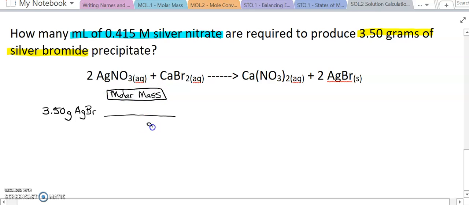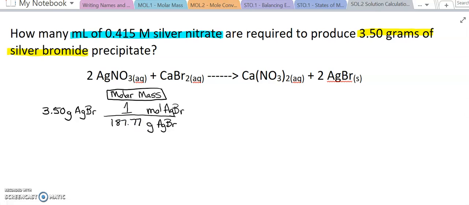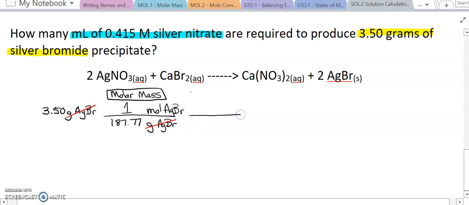So grams goes on the bottom of silver bromide, and I'm going to turn it into moles of silver bromide so I can do stoichiometry. And I know in 1 mole of anything, silver is 107.87 and bromine 79.90, and I can add those up and I'm going to come out with 187.77 grams. So I get rid of grams and I turn it into moles, and then I can use my mole ratio.